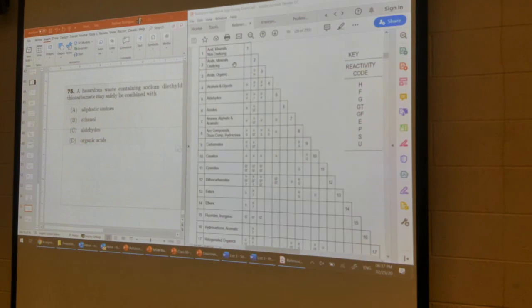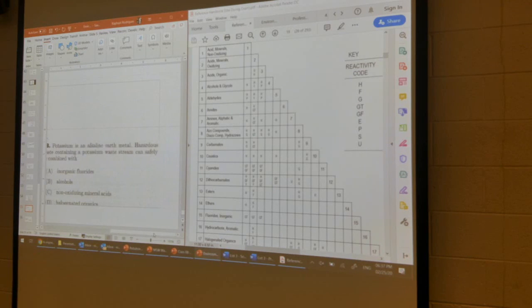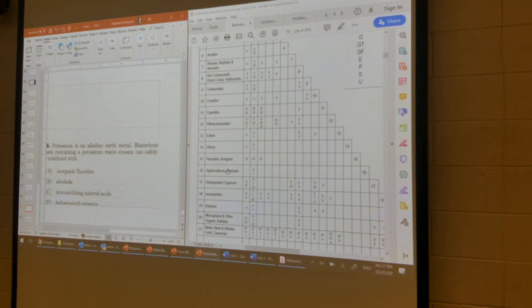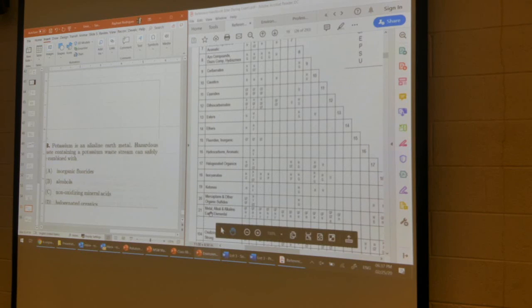With the PDF on the left side now, we're talking about this problem over here. Potassium, that's an alkaline earth. So let's see what there is on the table. Oh yeah, metal, down here at the bottom. Metal, alkali, and alkaline earth elemental. So we're talking about this one, 21.